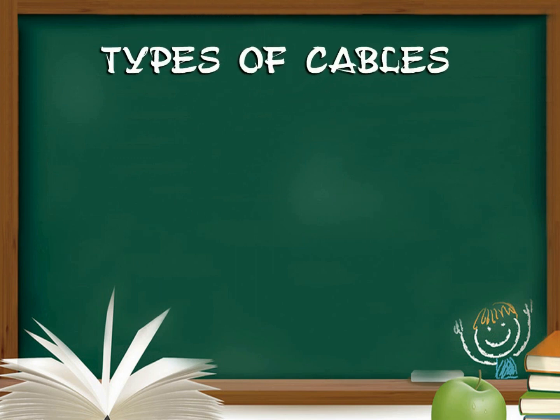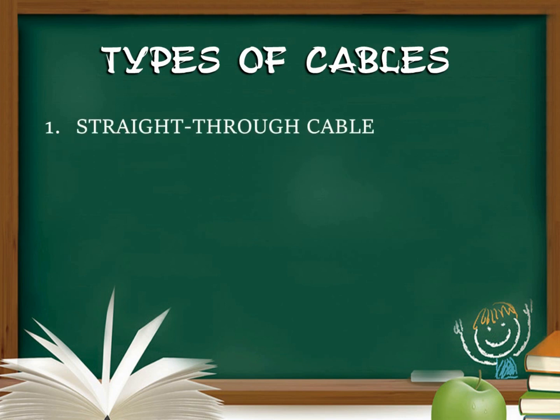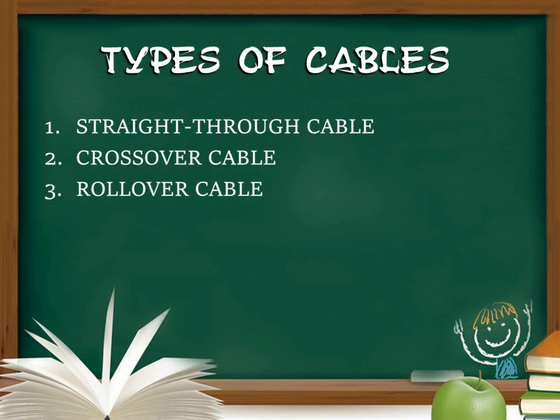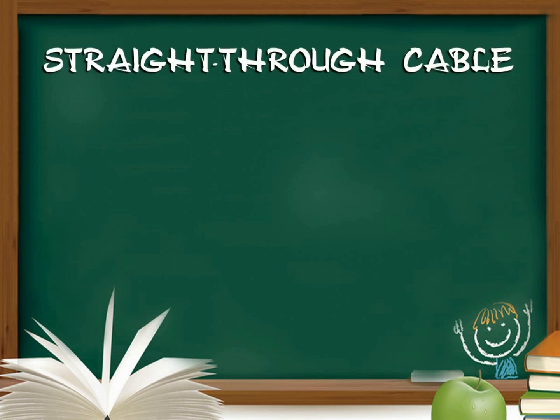Types of cables. We have three major types of Ethernet cables. The first one is the straight-through cable. The second is the crossover cable. And the third one is the rollover cable. In this lesson, we are going to talk about them one after the other. The straight-through cable and the crossover cable look similar, but if you don't have the knowledge of them, you might think they are the same.